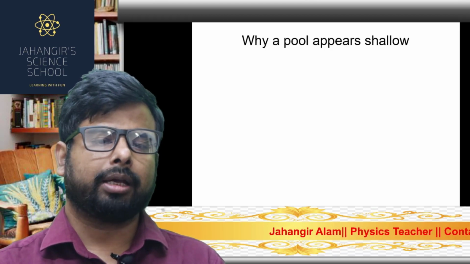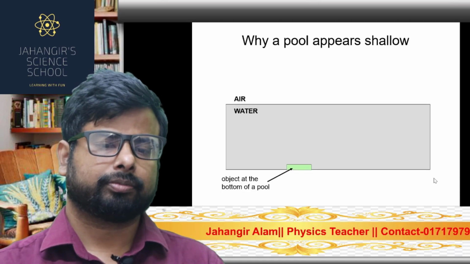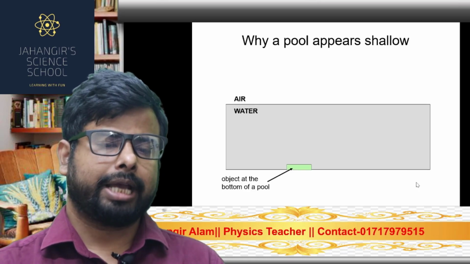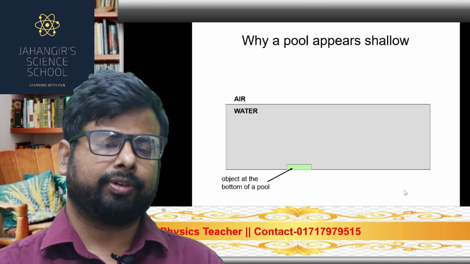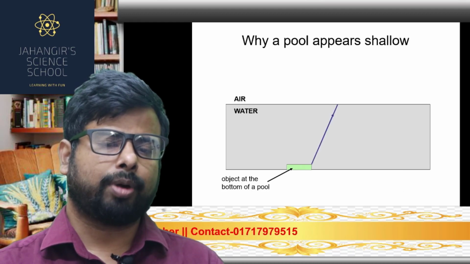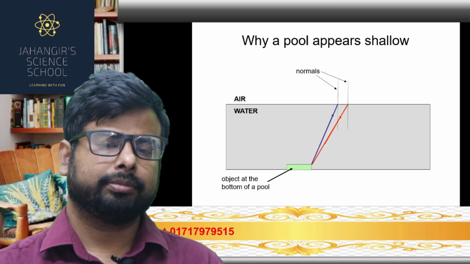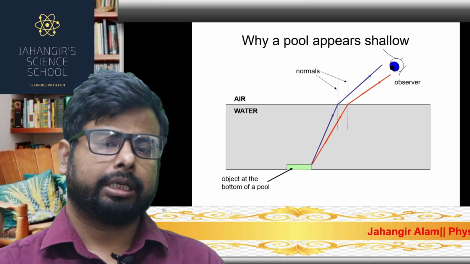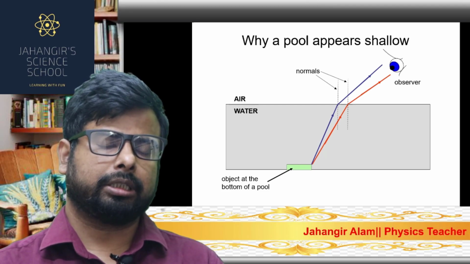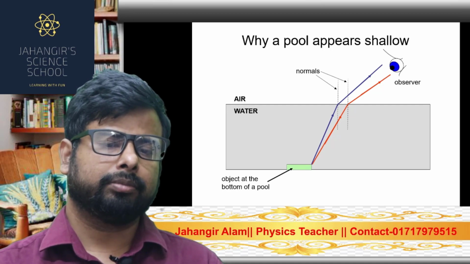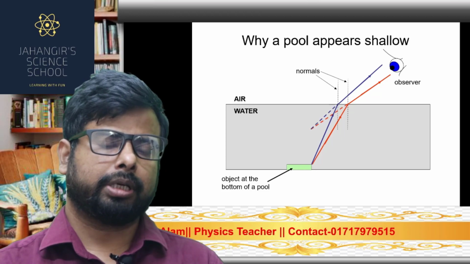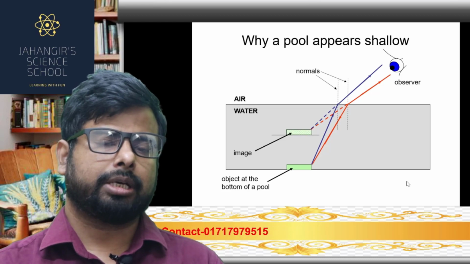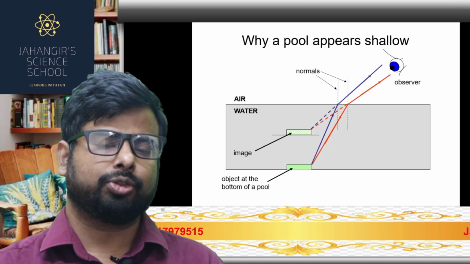Why does a pool appear shallow? Look at the diagram. An object at the bottom of a pool. Light goes from water to air medium. Then it goes away from the normal. An observer observes this refracted ray. Then it seems to him that it appears from another point, a second point. Then a virtual image is produced.